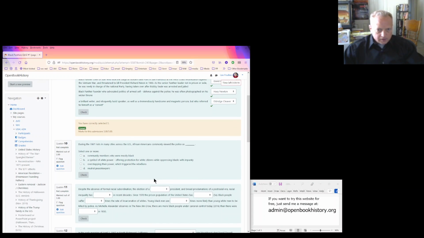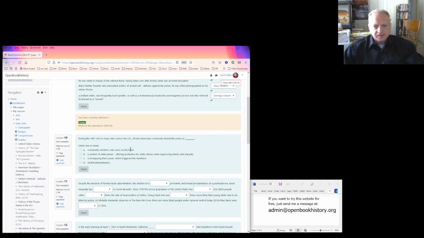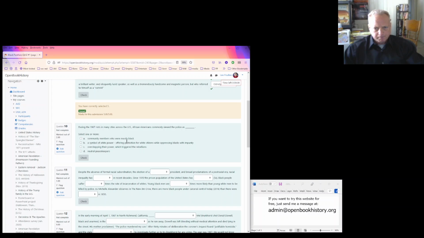During the 1967 riots in many cities across the U.S., African Americans commonly viewed the police as what? Community members who are mostly black, a symbol of white power, offering protection for white citizens while oppressing blacks with impunity. Select that one. Overstepping their power, which triggered the rebellions.